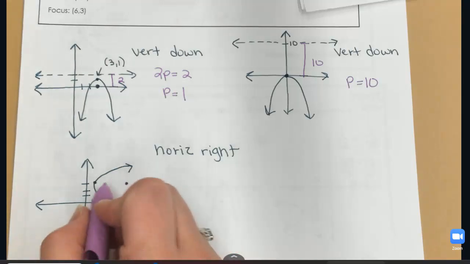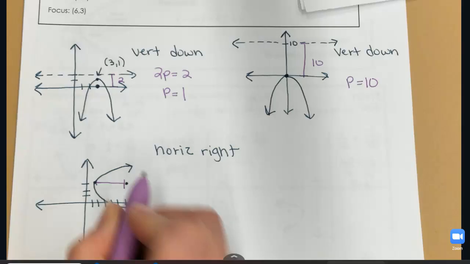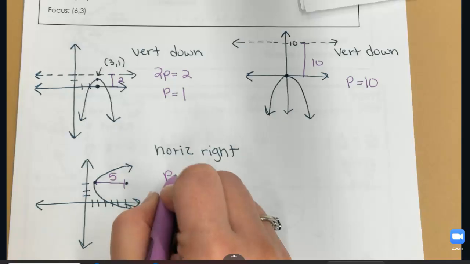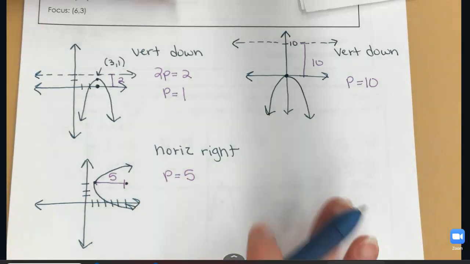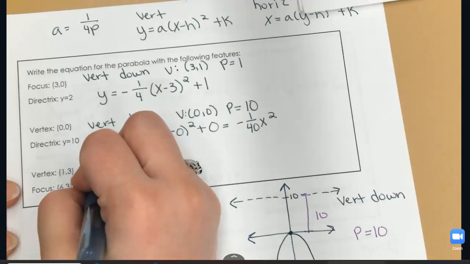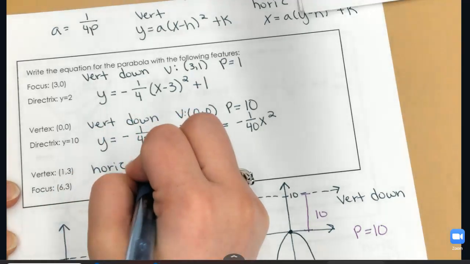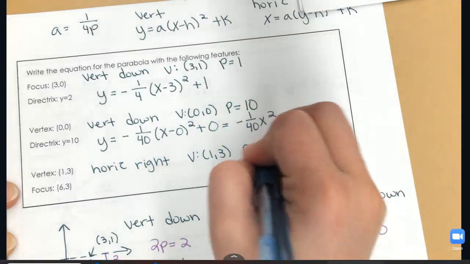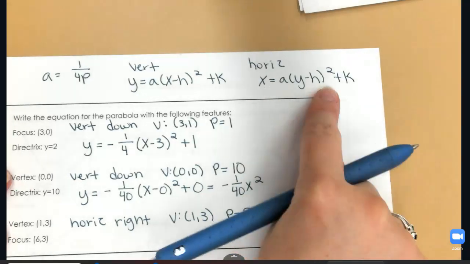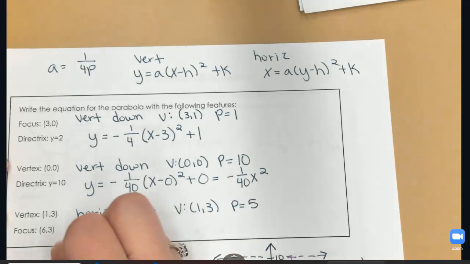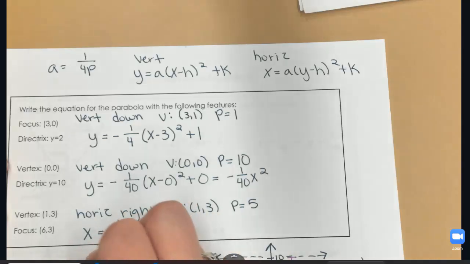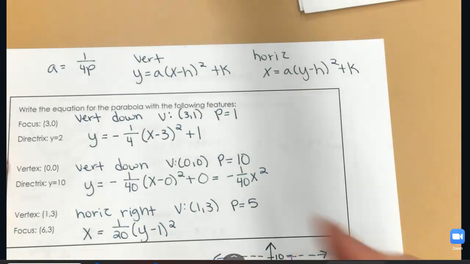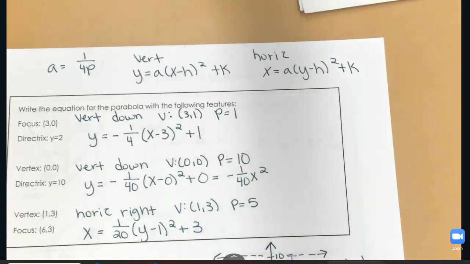Okay, now how far apart is this vertex from the focus? Well, if I'm at 1, 3 and I'm going to 6, 3, that is a distance of 5. So p is equal to 5. That was the other piece of information we needed. We know it's horizontal to the right. We know the vertex is at 1, 3, and we know that p is equal to 5. So putting all of that into my horizontal equation, x is going to be equal to 1 over 20 times y minus 3 squared, again because it's a horizontal parabola, plus 1.